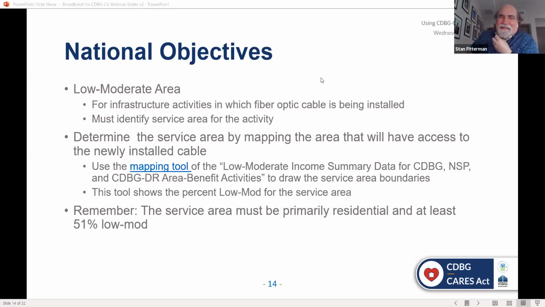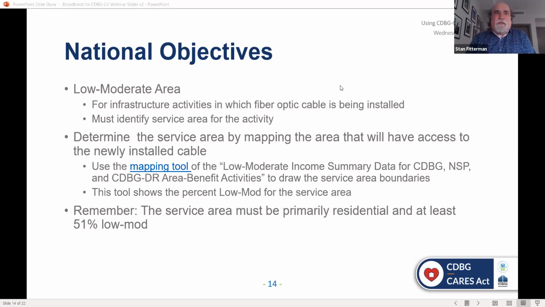All right, so let's talk national objectives. As Doug mentioned, if we do an eligible activity with CDBG funds, it also has to meet a national objective. So we have that two-pronged test with CDBG. When folks have installed infrastructure into areas to expand where broadband is available, they've often done it under the low mod area national objective. For that, the area must be primarily residential and at least 51% low mod.